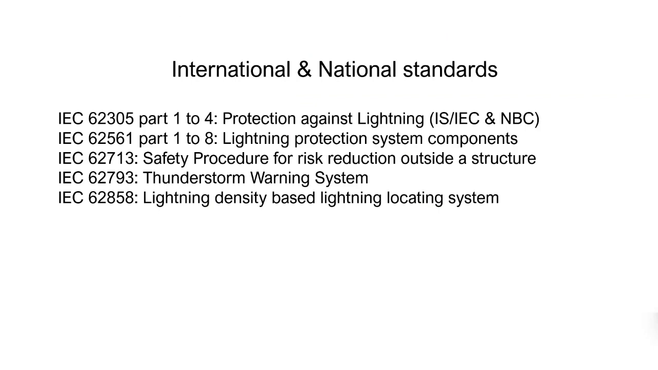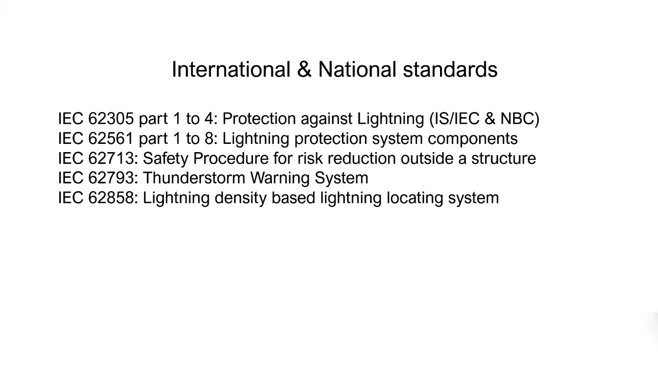The Bureau of Indian Standards has published IS IEC 62305 parts 1 to 4, which talk about protection against lightning. Then 62561 is not an IS standard but an IEC standard, about the components of lightning protection systems, which is not yet an IS standard. But the next three, IEC 62713, 62793, and 62858, are becoming Indian standards, out of which today's discussion is connected to IEC 62713, which is the safety procedure for risk reduction outside the structure.